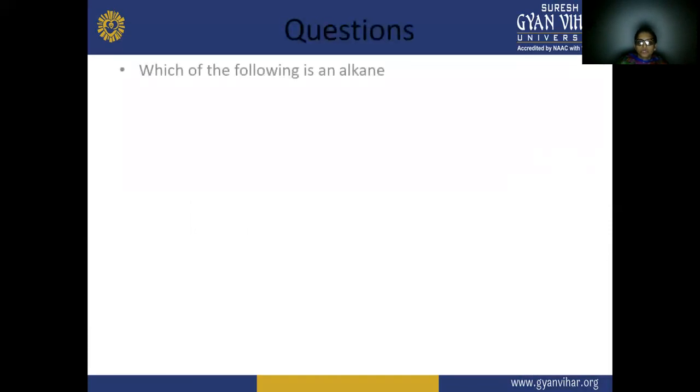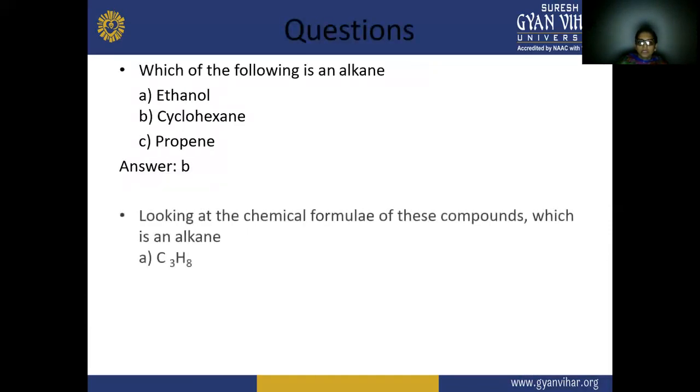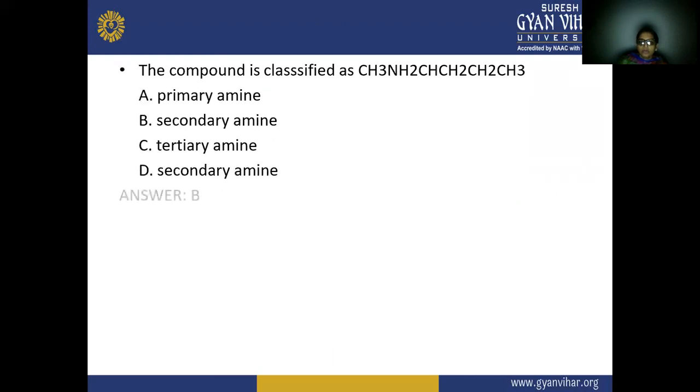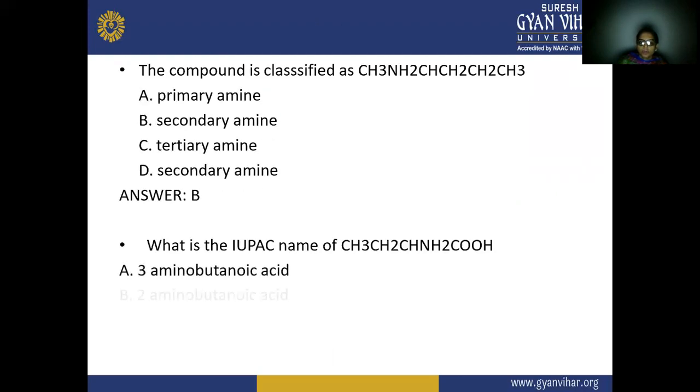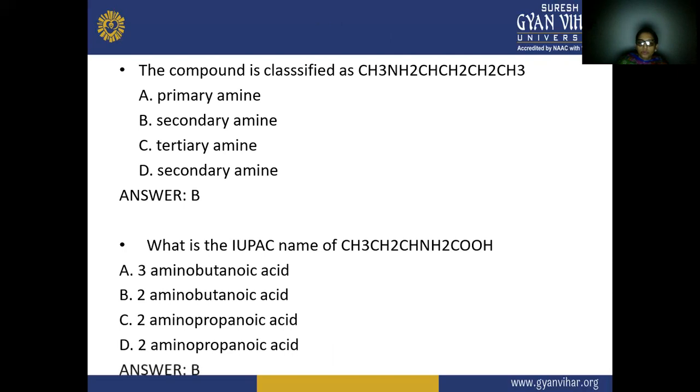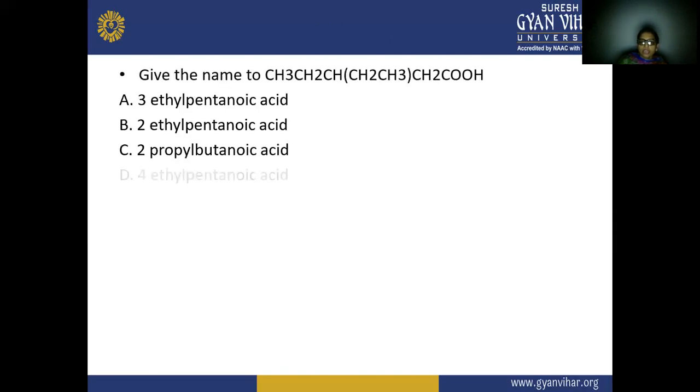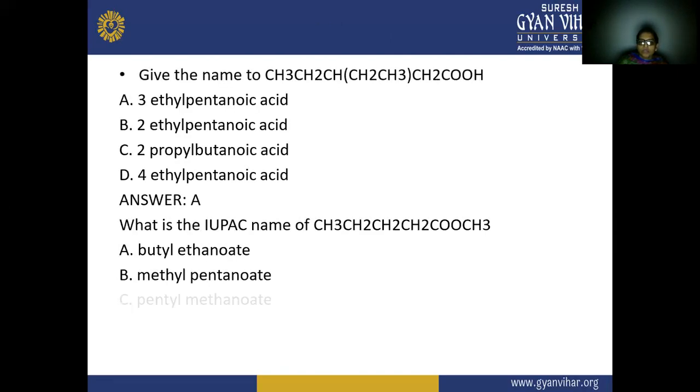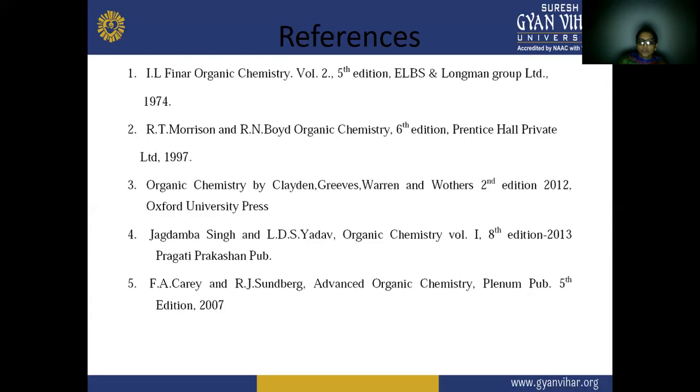Now the question. So which of the following is an alkane? That is your cyclohexane. So looking at the chemical formula of this compound, which is the alkane, that is the C6H8, and the name of this compound is your secondary amine, and this compound is your 2-aminobutanoic acid, and this compound is your ethyl pentanoic acid, and this is having the name methyl pentanoic acid.